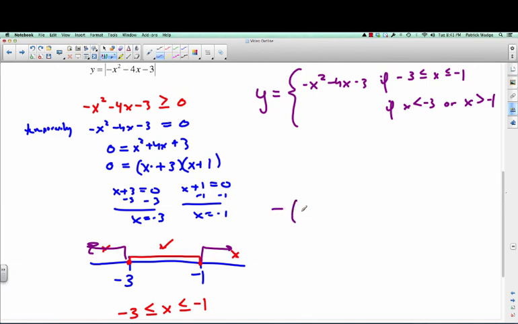So what's negative of negative x squared minus 4x minus 3? Well, this negative refers to everything. So the negative x squared becomes x squared. The negative 4x becomes plus 4x, and the negative 3 becomes plus 3. And this is our answer.